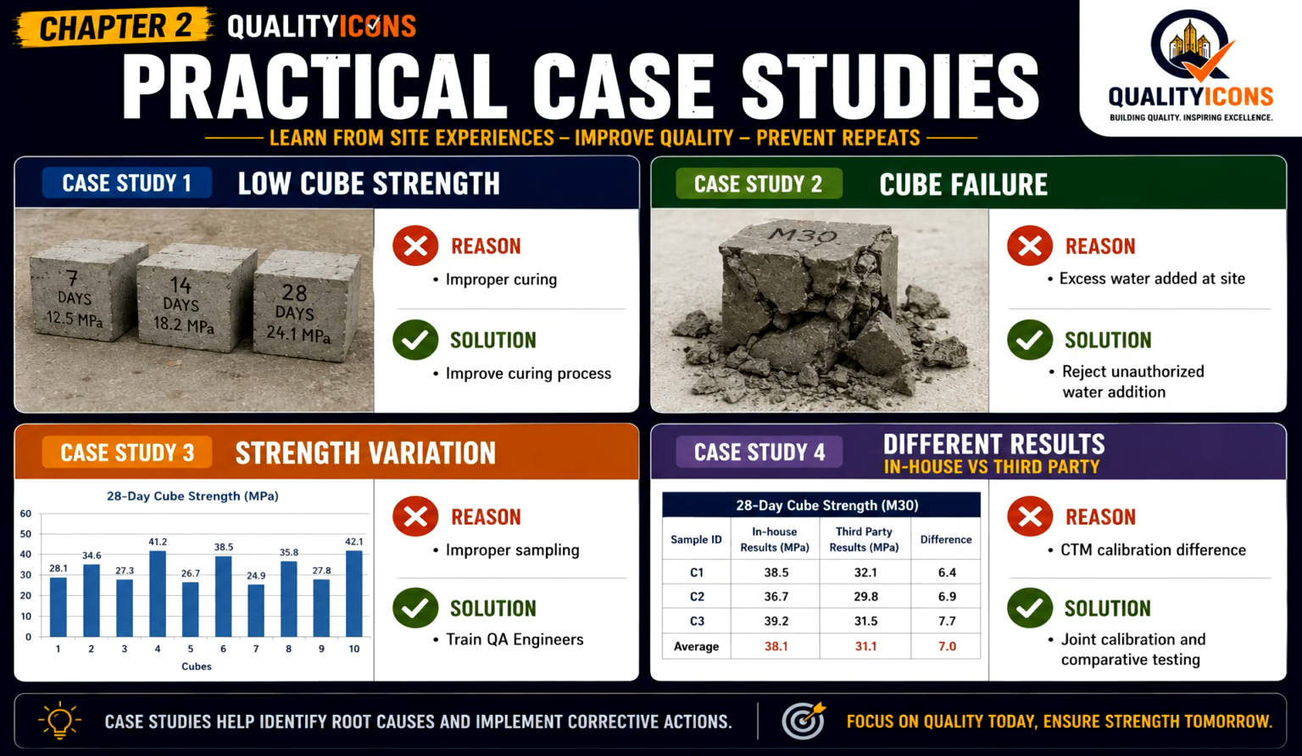Now some practical case studies. Let's look at some practical examples. Case one. Low cube strength due to improper curing. What is the solution? Improve the curing process. For example, vertical members like columns, retaining walls, and shear walls should always be kept in wet condition. Rafts, slabs, and other horizontal elements should be kept under water ponding.